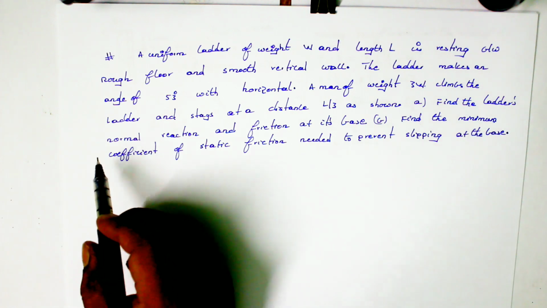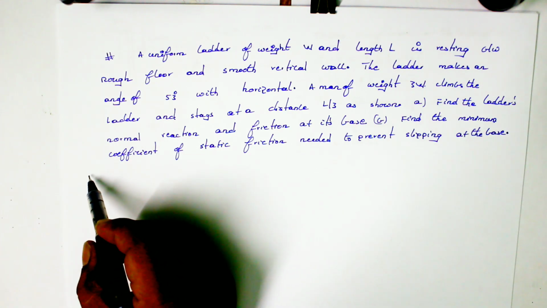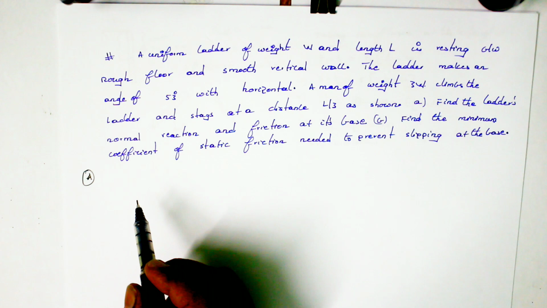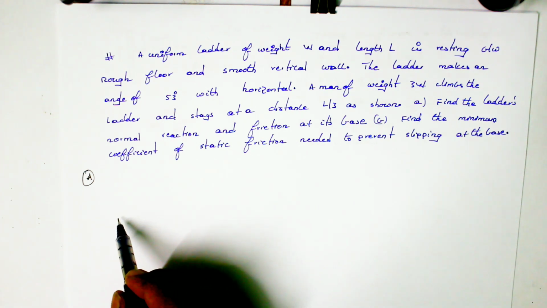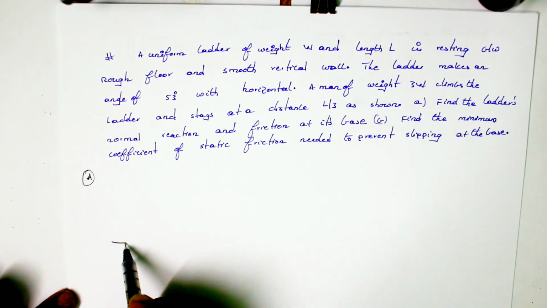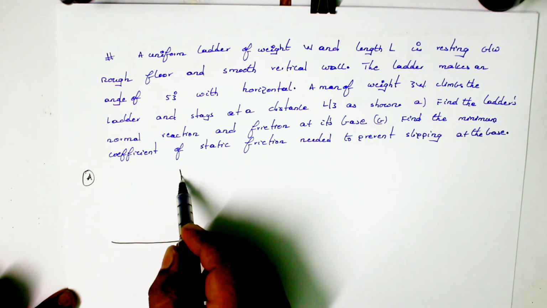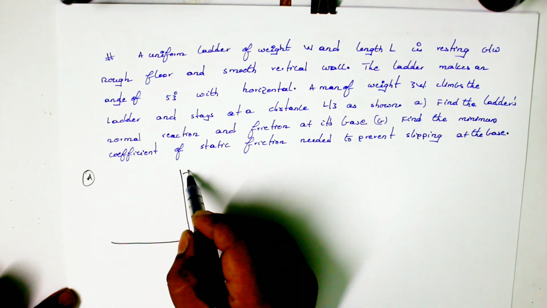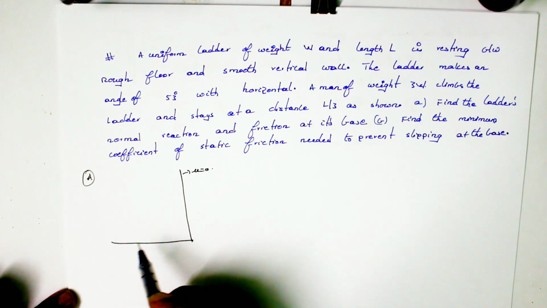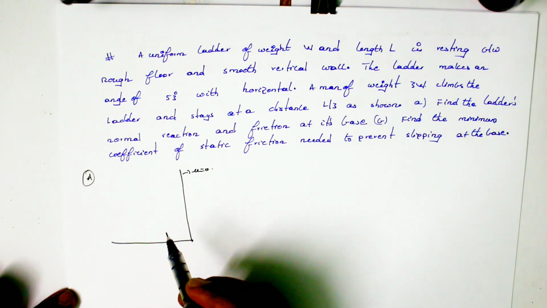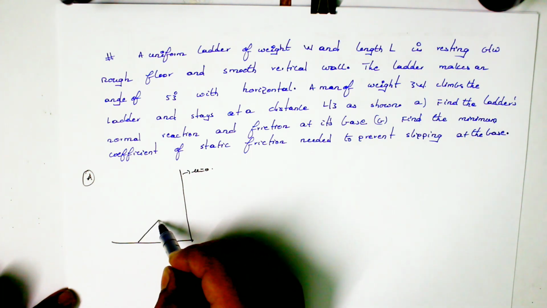This is the question. So let us see how we can draw the diagram of this question. For example, this is a smooth vertical wall. So this vertical wall is smooth here, the coefficient of friction is 0, and this is a rough horizontal surface, and a ladder is resting like this.